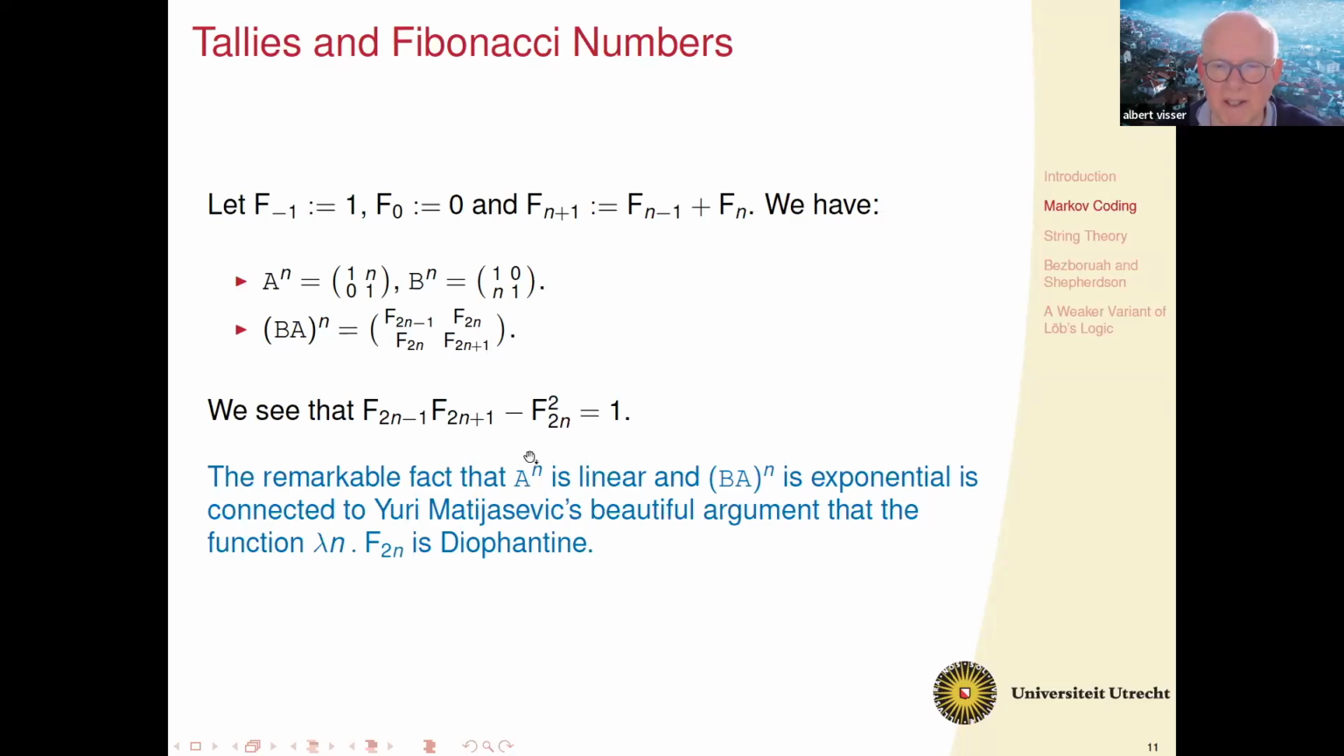So Matiszewicz's beautiful argument is connected with that, right? The fact that a to the n is linear and ba to the n is exponential. So it's remarkable that by this slight variation, the one thing just has linear growth, and the other thing has already exponential growth.